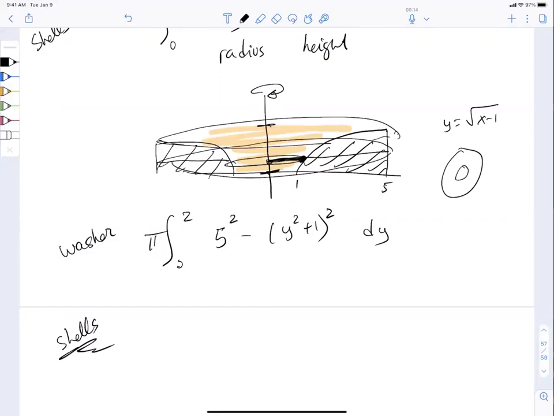Now, if I do the shell method, then because I'm rotating about the y-axis, it's going to be dx, 2 pi, x goes from 1 to 5. Radius is the distance from the axis of rotation, which is just going to be x for every x. Height is going to be the function.